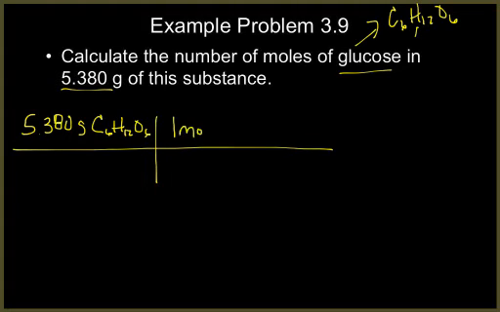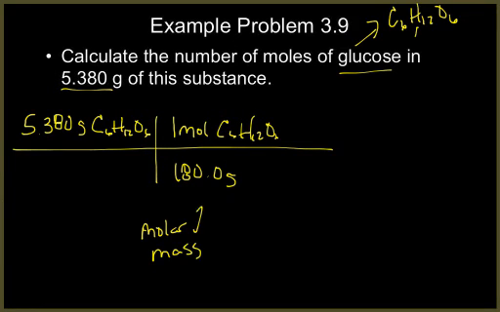So 1 mole of glucose, C6H12O6, is equal to that 180 grams that we calculated on the previous example problem. So this is just the molar mass. All we did was add up all the different elements in that compound. Okay, so this is only a one-step deal because we were given grams and we were asked to go to moles. If it asked us to go to molecules, we'd have to take it one step further.